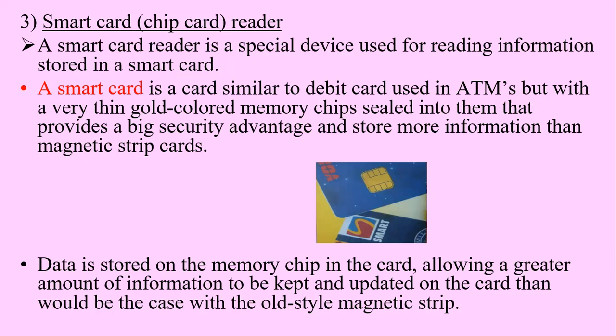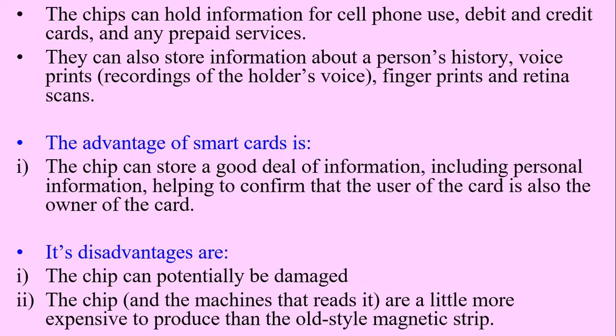The data is stored on the memory chip in the card, allowing a great amount of information to be kept, unlike the case with the old-style magnetic strip. The chips can hold information for cell phone use, debit and credit cards, and any prepaid services. They can also store information about a person's history, voice prints, that is recordings of the holder's voice, fingerprints, and retina scans. The advantage of using a smart card is that the chip can store a good deal of information, including personal information, to help the owner of the card.